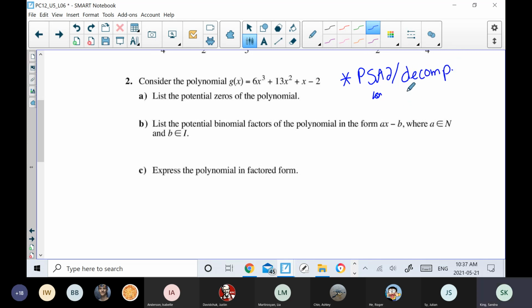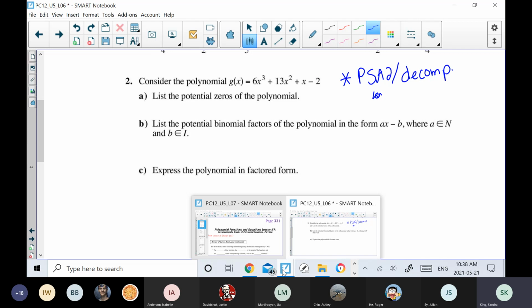For the other 2 examples that I wanted you to do, see if you could do synthetic division all the way to the end, like I just did with that class example. Okay, so that, like I said, is lesson 6. Now we're going to move on to lesson 7.